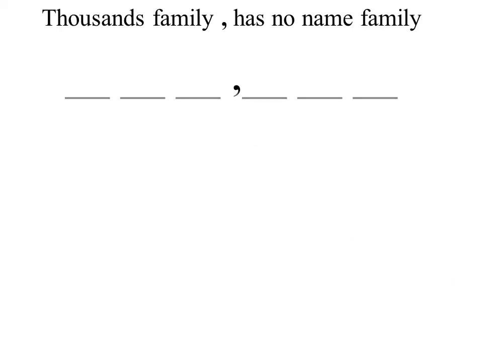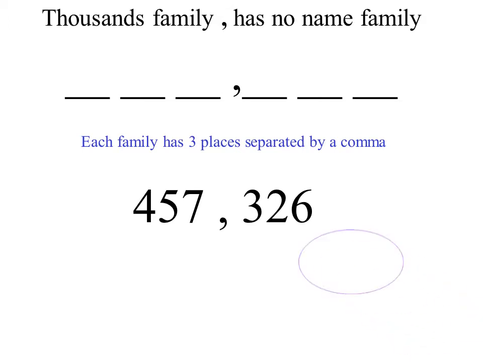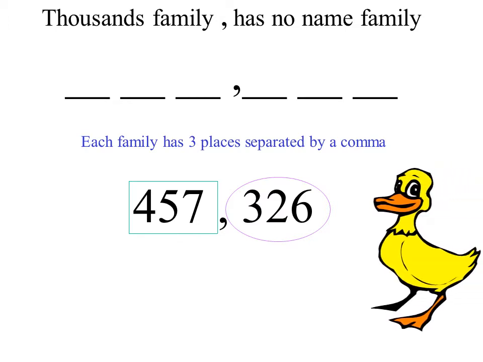Now we have two families and each family has 3 places, and we have to put a comma between the two families to separate them. As you see, the first family has units, tens, hundreds, and the thousand family has thousands, 10,000s, and 100,000s.